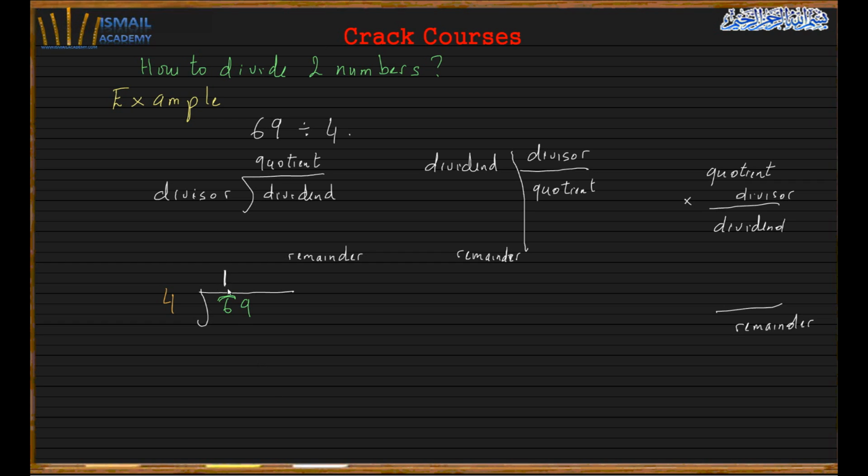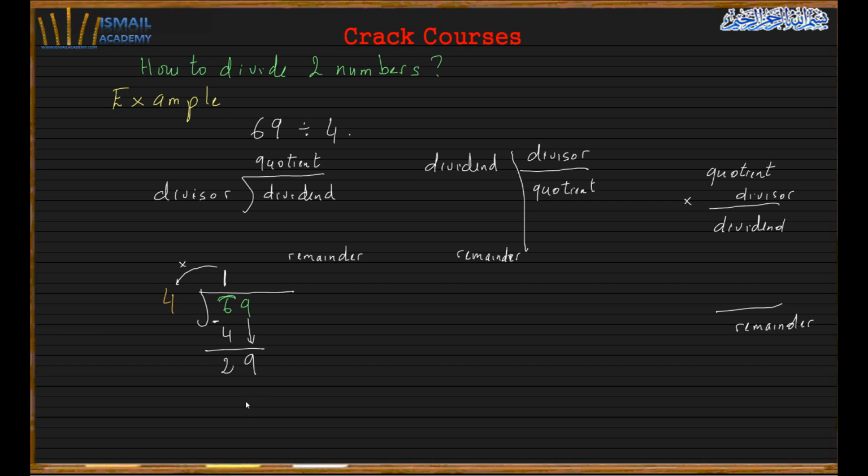So after I find out the number, what I do, I multiply 1 times 4. 1 times 4 is 4. So I'm going to put 4 here. Then what I do here, I subtract. Remember, we subtract. Then I will have 6 minus 4 is 2. Then after that, because 2 is less than 4, what I do next, I move down the 9.